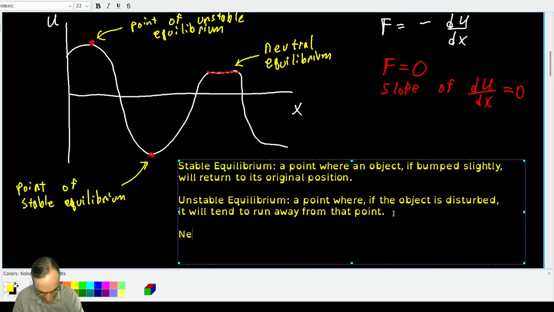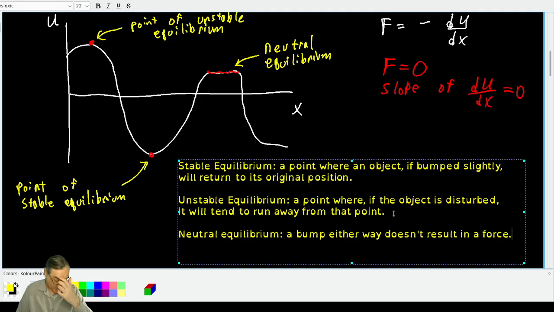Lastly, neutral equilibrium: you bump either way, it doesn't result in a force. So if you bumped the ball sitting on the top of this hill, it would tend to just roll along the hill until it hits a point where that changes. So you'd be acting in a case where there's no net force acting on you, at least not due to the potential that we're following here.